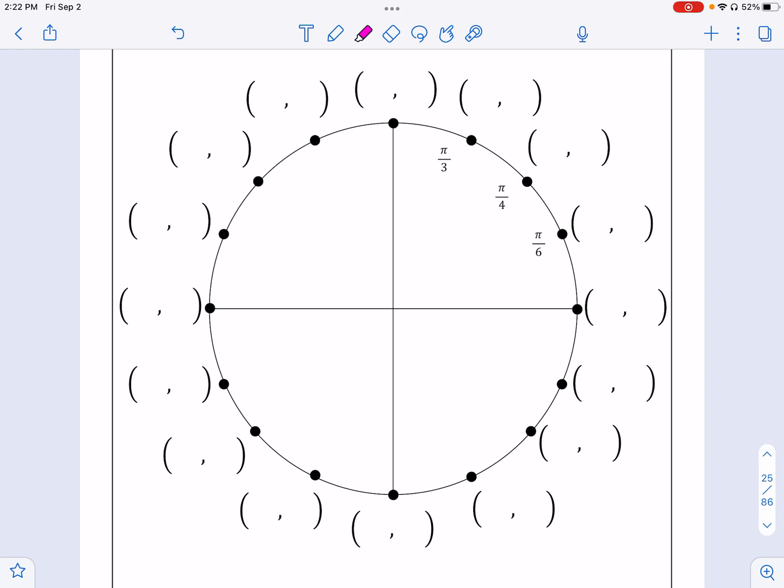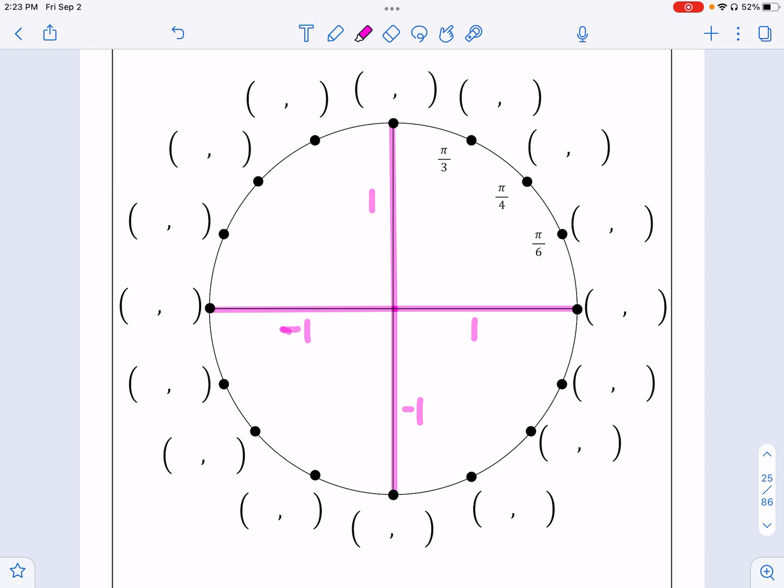So first thing, when we're on a unit circle, it's called a unit circle because its radius is 1. So everything we do today, you know that this is a distance of 1. This is a distance of 1. This is a distance of 1, but it's in the negative direction. So just keep that in mind. And this distance here is also 1, but it's in the negative direction.